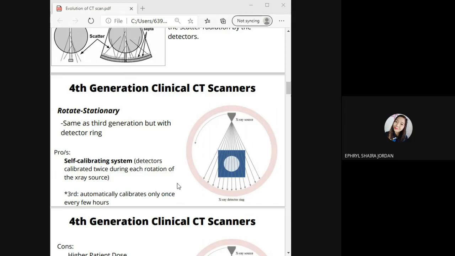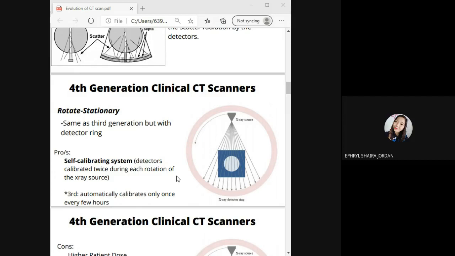So, isa pa sa pros nitong fourth generation is it allows higher number of projections per rotation. 'Di ba? As unlike in third generation scanners, the sample spacing is not dependent on the detector element size. So this advantage allows a reduction of aliasing effects and allows the detector to be recalibrated dynamically as each element is exposed.